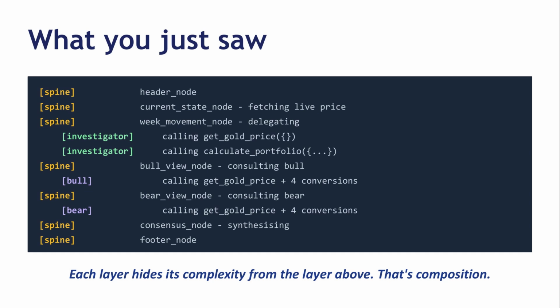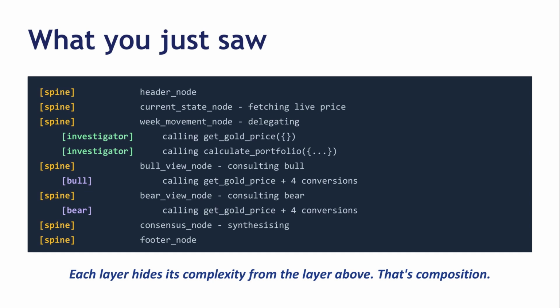The indented lines under week_movement_node, that's the autonomous agent running its own loop inside its parent node. Phase 2 happening invisibly from the spine's perspective. The indented lines under their respective nodes, those are sub-agents from tutorial 10, called as functions, running their own complete loops. Phase 3 being reused.